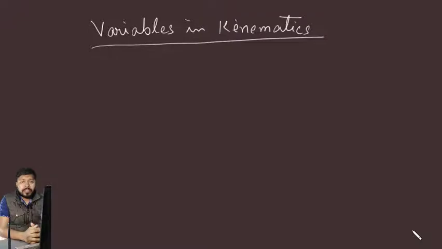Today in Physics Platter we will be discussing the basic variables in kinematics. And these are distance, displacement, velocity, speed, acceleration, force and so on. We will be discussing what these variables mean and how they are represented. Okay, so let's start with distance.